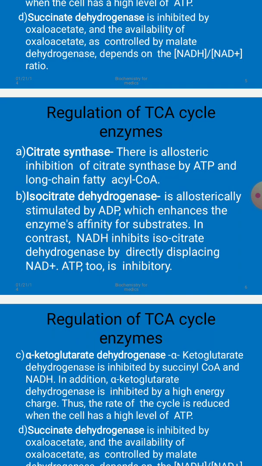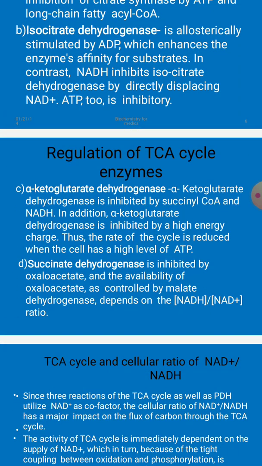So it is going to directly displace the NAD plus and ATP too, and it is showing the inhibitory action. So for this particular enzyme, isocitrate dehydrogenase, you can make out it is mainly undergoing allosteric inhibition, right? Allosteric stimulation by the ADP molecule. ADP concentration is going to stimulate the activity of this enzyme, which enhances the enzyme's affinity for the substrate, whereas NADH is going to inhibit this enzyme by directly displacing NAD plus, and a high level of ATP concentration is going to act as an inhibitor.